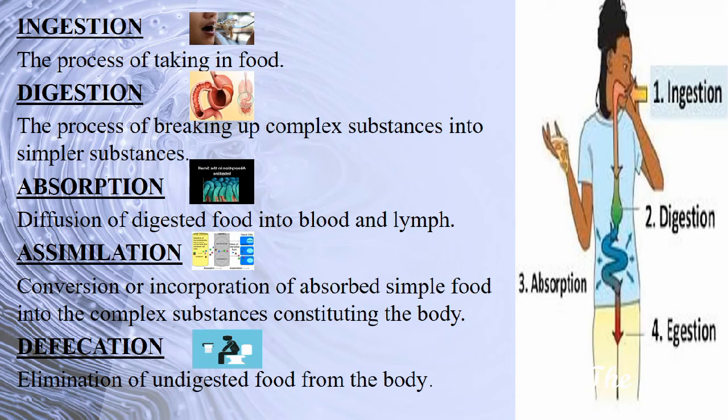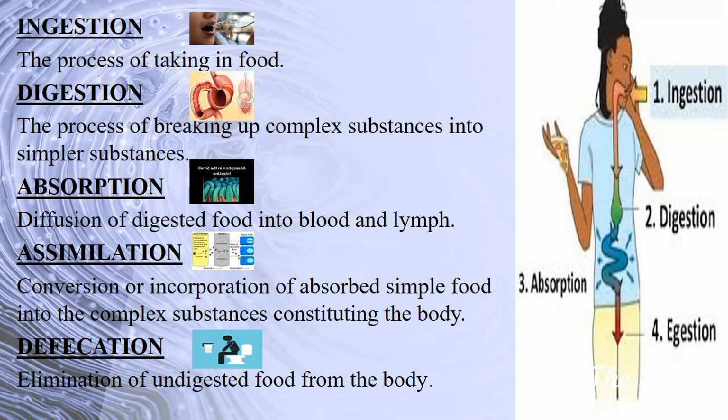After that, when the food is broken down into the simpler form, it will be absorbed into the blood, and the blood will take that digested food to the body cells. That process is called absorption. What is that? Diffusion of digested food into blood and lymph.